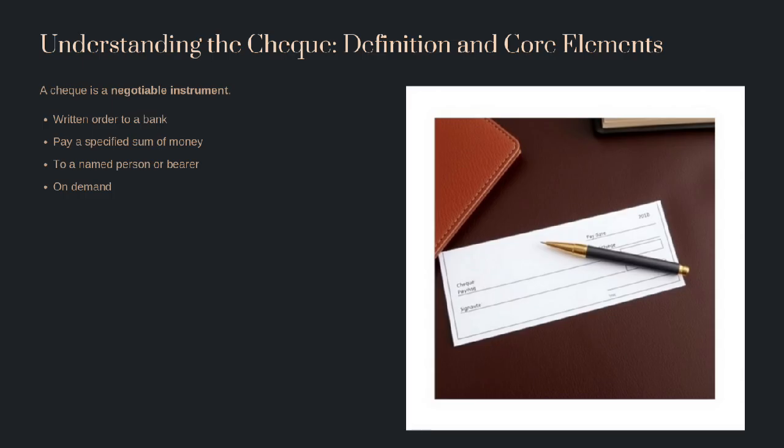Everyone, today we are going to discuss a check. According to Section 6 of the Negotiable Instruments Act 1881, a check is a bill of exchange drawn on a specific banker and not expressed to be payable otherwise than on demand. It has two characteristics: it is drawn on a banker and is payable only on demand.